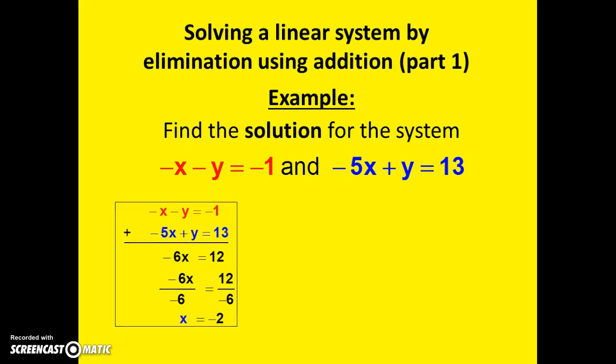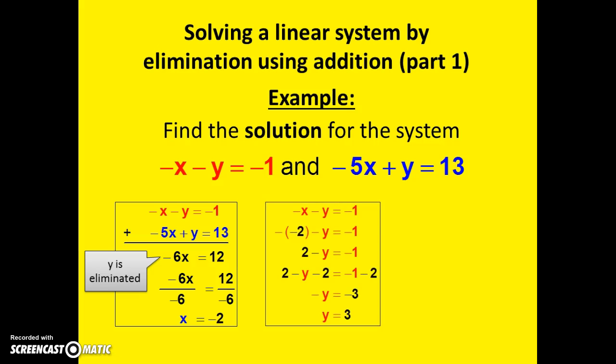Okay, so let's give it a try. We're going to add the two, the red and the blue equation together. And this time, you notice it's different. This time, the y is eliminated. Why? Because negative y plus positive y gives us no y's. So let's add the rest. Take away x, take away 5x. We took away 6x. We add on the other side, negative 1 plus 13 is 12. And now we just got to finish the problem. We don't want negative 6x. We want 1x. So we divide both sides by negative 6, and x equals negative 2.